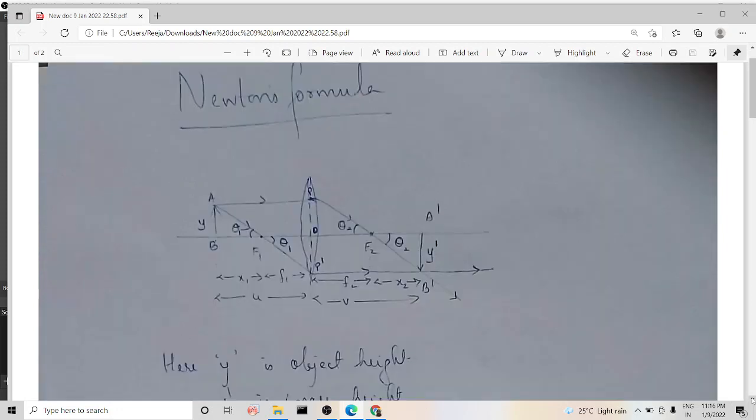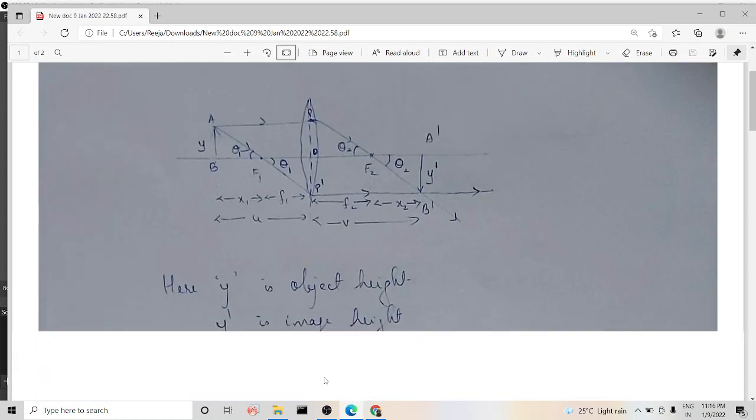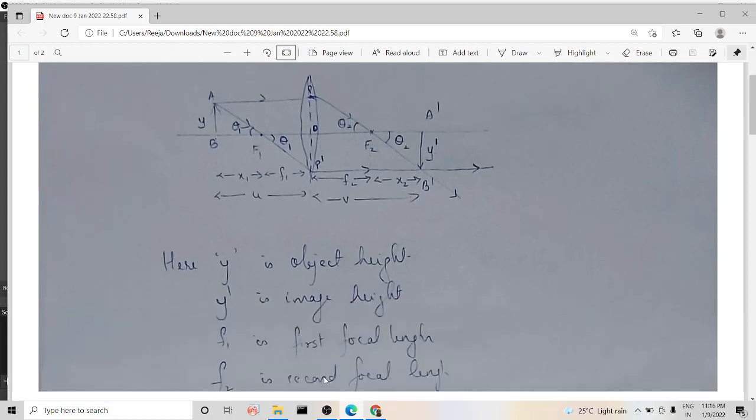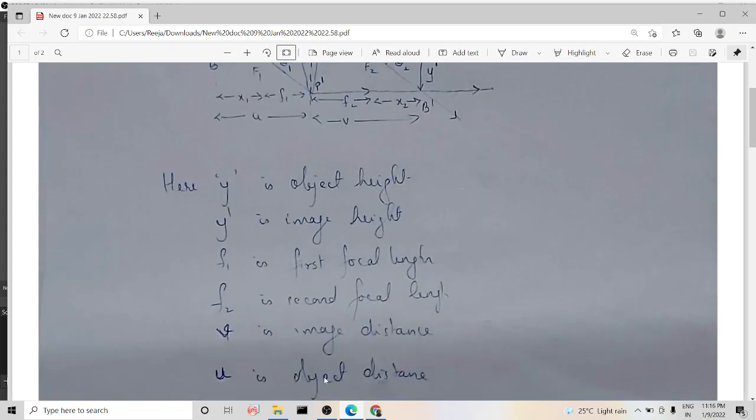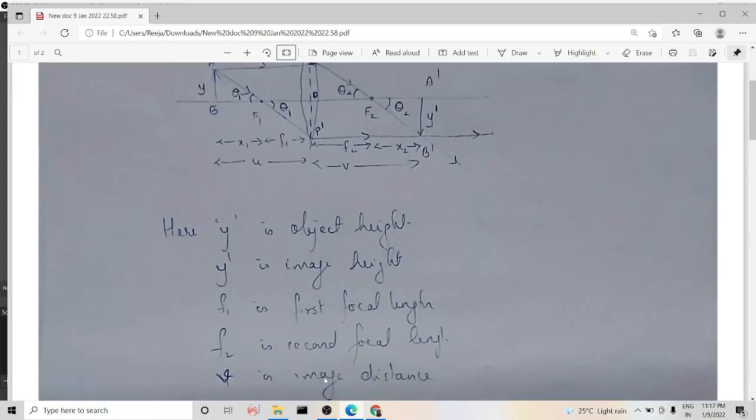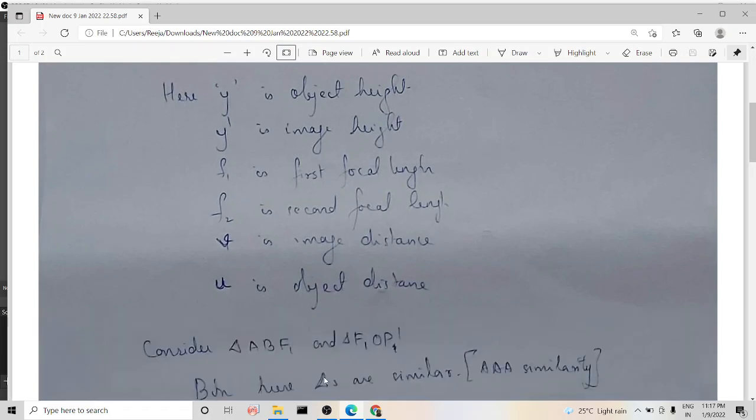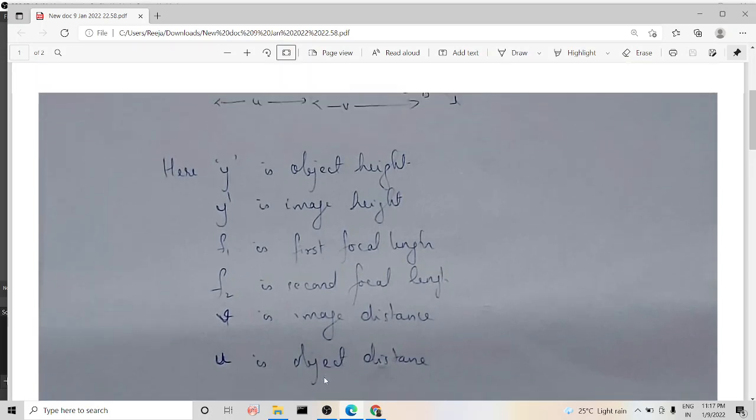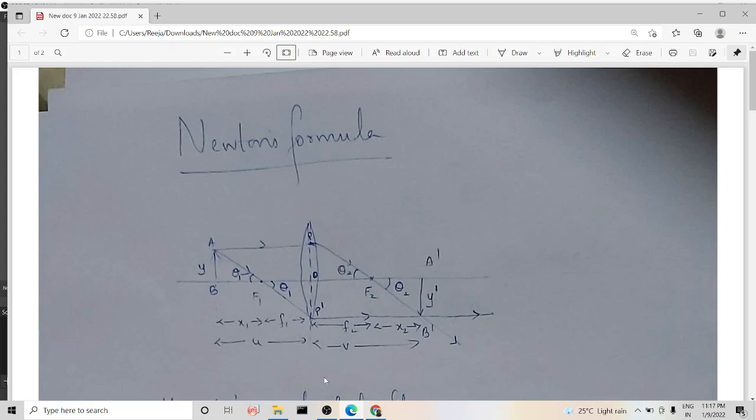Now what we consider is a few more terminologies. Here y is the object height, y dash is the image height, f1 first focal length, f2 second focal length. v and u are the image distance and object distance respectively. Now what we do is we consider two triangles here. One is ABF1 and P dash O F1.